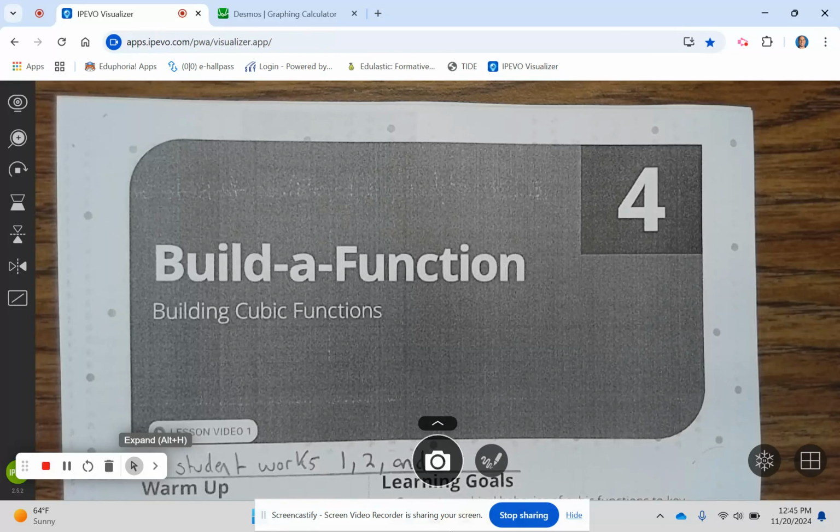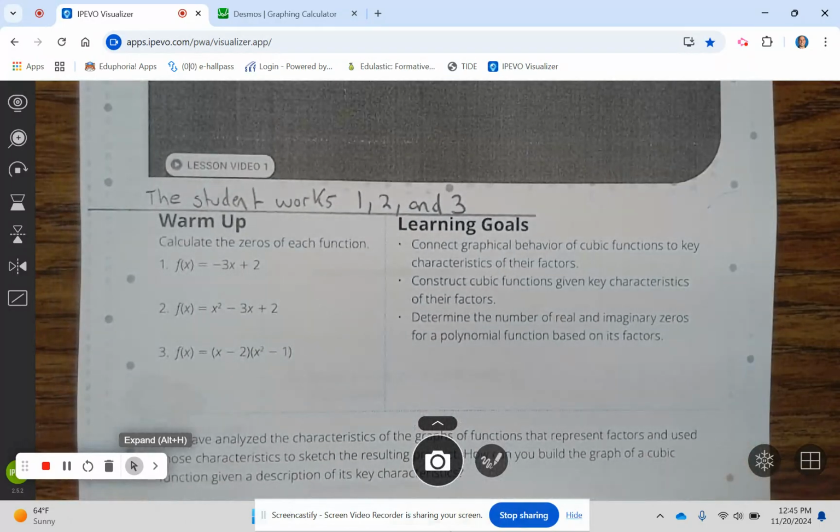Okay, Wildcat, so we're going to have 4.1, Building cubic functions. The student works 1, 2, and 3. Let's take a look at the next page.